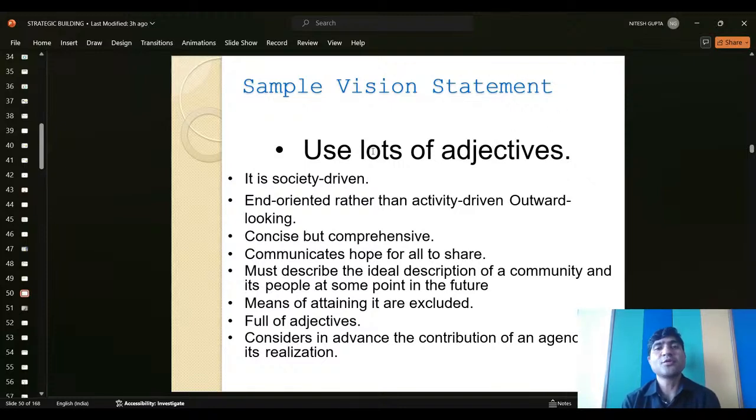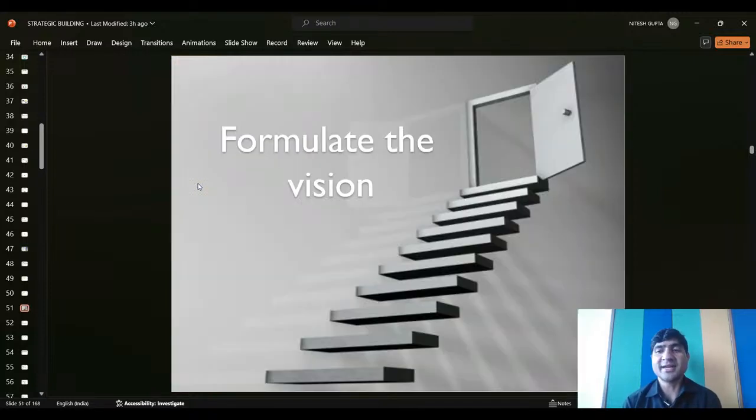So you will have to use a lot of adjectives when you focus on building the vision statement. It is society driven, end oriented rather than activity driven, outward looking, concise but comprehensive, and communicates hope for all to share. It must describe the ideal description of a community and its people at some point in the future. Means of attaining it are excluded. It is full of objectives, considering in advance the contribution of an agency to its realization.